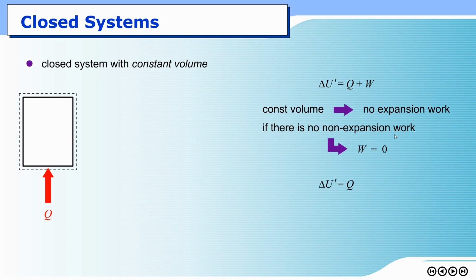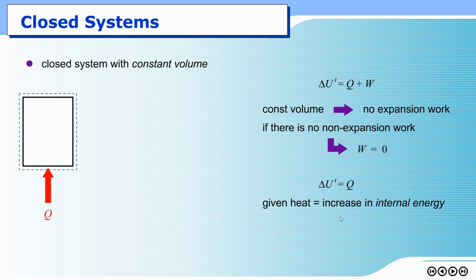If you take W in the first law to be 0, the first law is reduced to delta U total equal to Q. Physically, it means the heat given on the right-hand side of the equation equals the increase of internal energy. In other words, the amount of energy added to the system as heat would be added on top of the internal energy within the system.